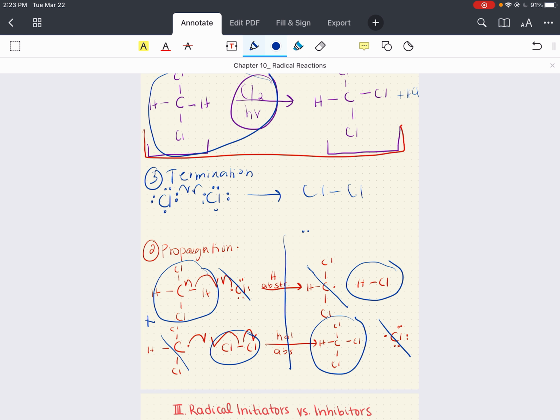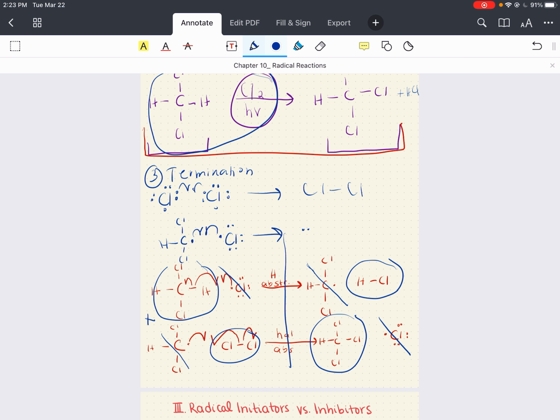We can also couple this radical that we formed in our propagation step with a chlorine radical, ultimately to form our chloroform, and thereby destroy more radicals in our termination step.